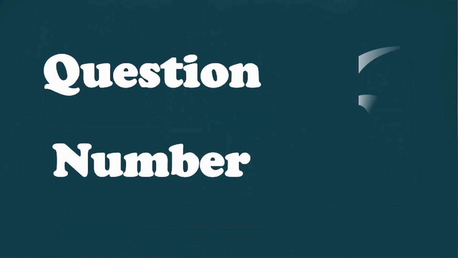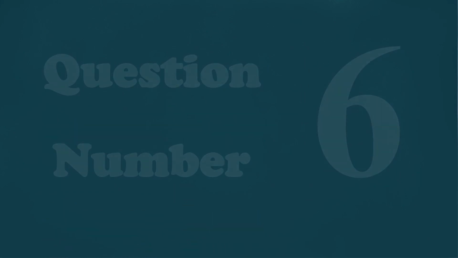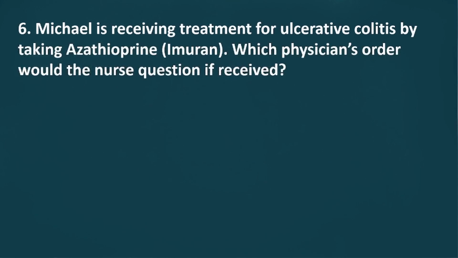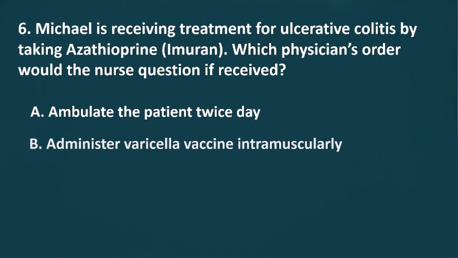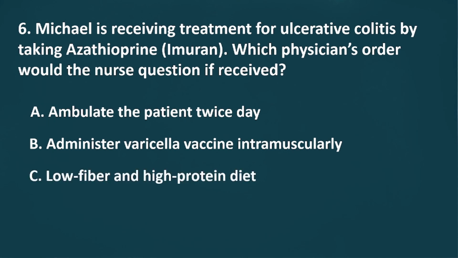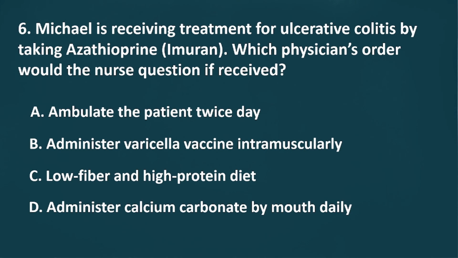Question number 6. Michael is receiving treatment for ulcerative colitis by taking azathioprine, Imuran. Which physician's order would the nurse question if received? A. Ambulate the patient twice a day. B. Administer varicella vaccine intramuscularly. C. Low fiber and high protein diet. D. Administer calcium carbonate by mouth daily.